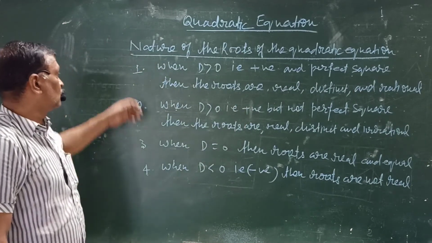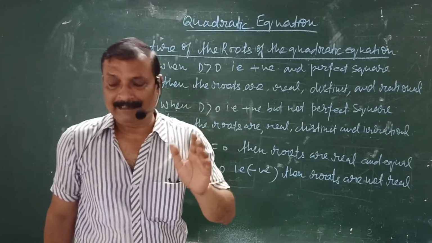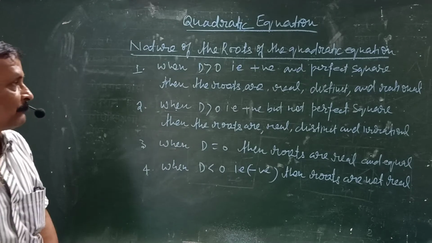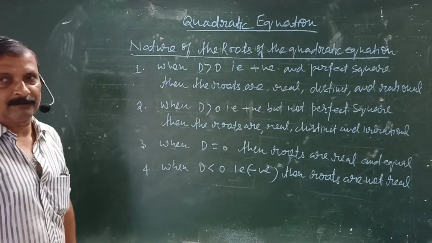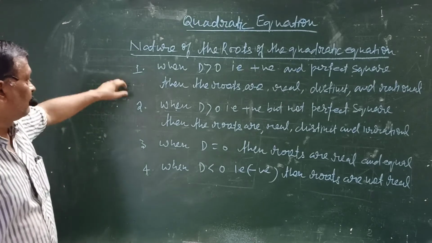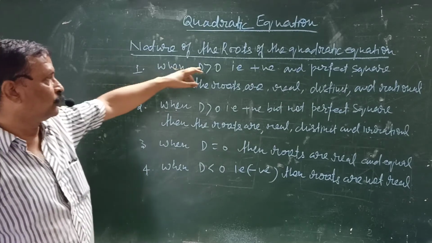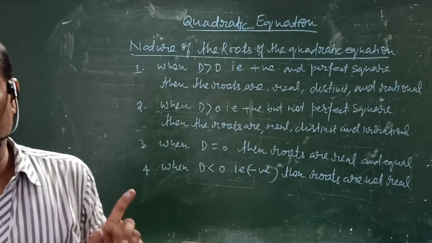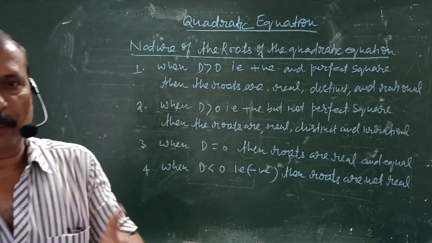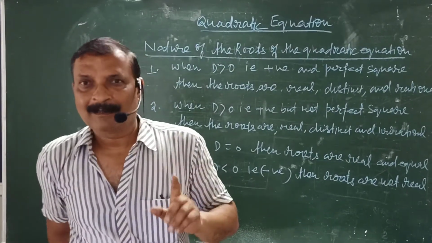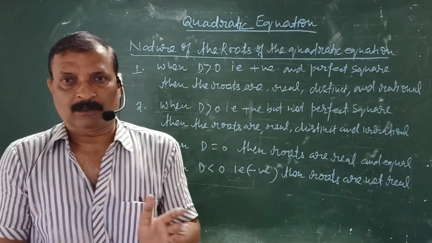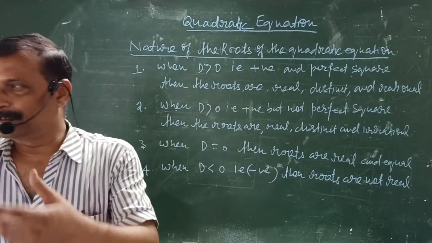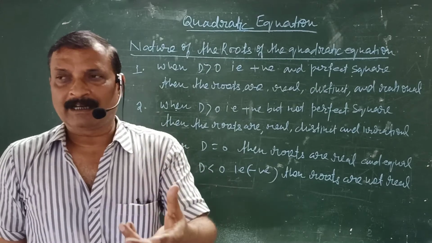Is it clear? So these are the 4 points for finding the nature of the roots of the quadratic equation. There are 2 roots of the quadratic equation, alpha and beta, and the 4 points are first, second, third and fourth. When D is greater than 0, positive value and perfect square, then the roots are real, distinct and rational. When D is greater than 0 but not a perfect square, then the roots are real, distinct, का मतलब not equal, and irrational. Third point, when D is equal to 0, then the roots are real and equal.